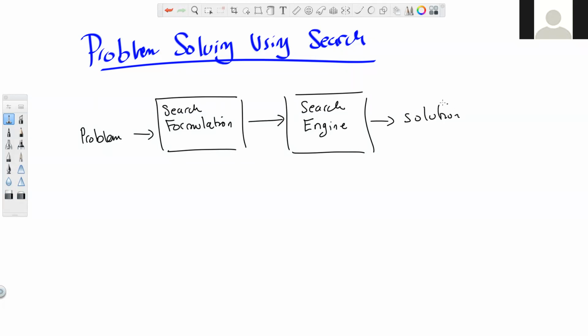Now, there are a number of interesting aspects of this story. One of them is that you would also need to pass to this search engine something that we would call a search strategy. Because the way this engine solves the problem to give you a solution depends on what strategy it's using. And there are a number of these search strategies. Actually, let's make this into its own big box here.